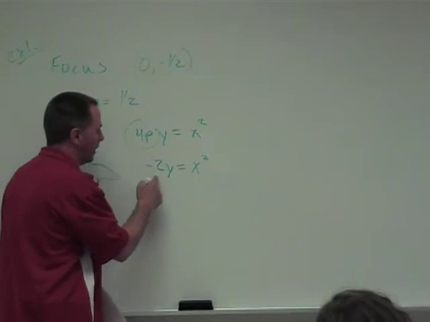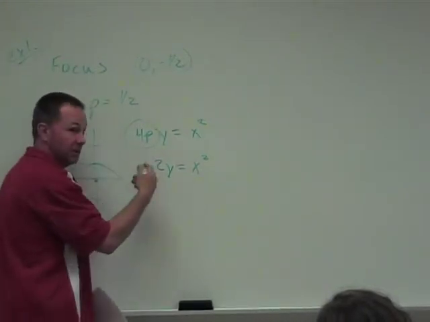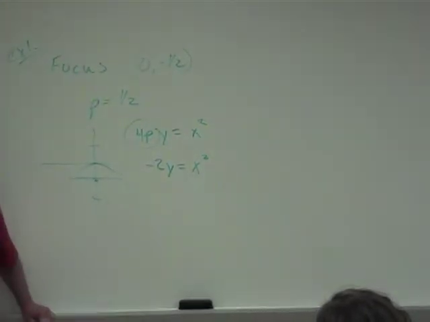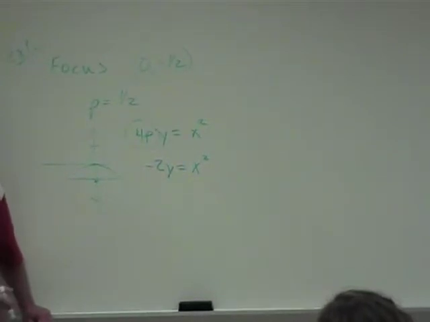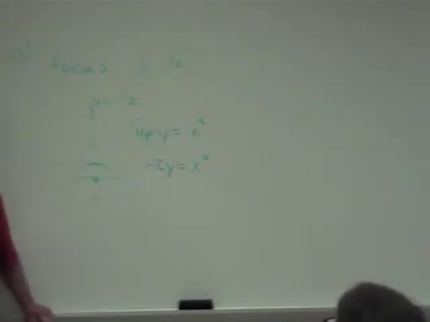Is it negative because it opens down? Okay. Because we solve for y, a would then be negative 1/2, which means it opens down if a is negative. So basically, if p is negative, a is negative, same type of thing, okay?